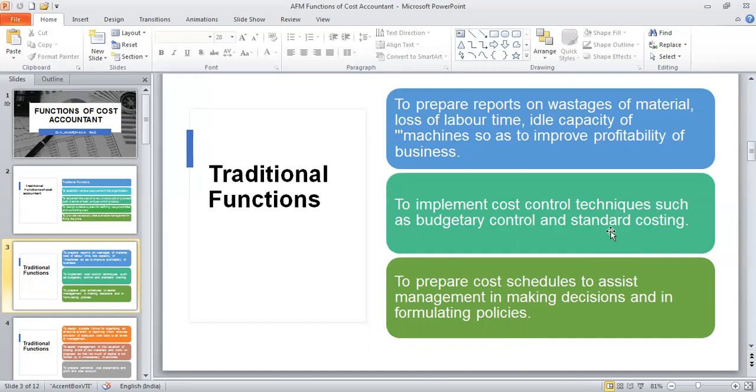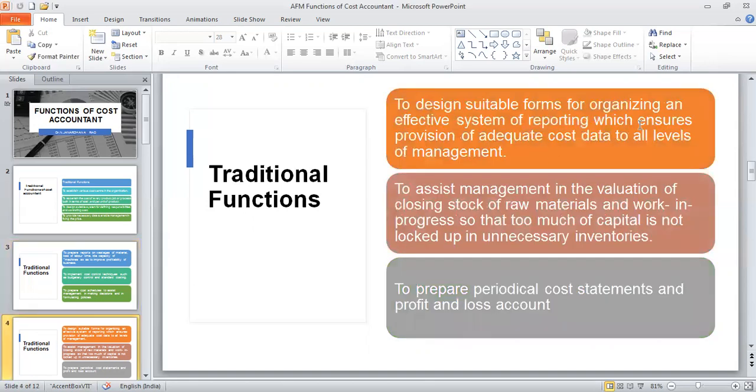Okay, the master production schedule, and the preparation of the cost schedule, is also the responsibility of the cost accountant, right? Next, in addition to the formulation of the cost schedule, this cost accountant has to design suitable forms for organizing an effective system of reporting, which is going to provide cost data to all levels of the management.